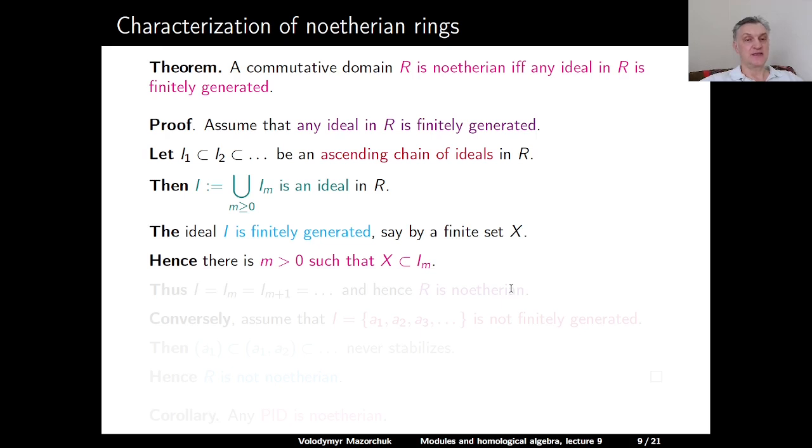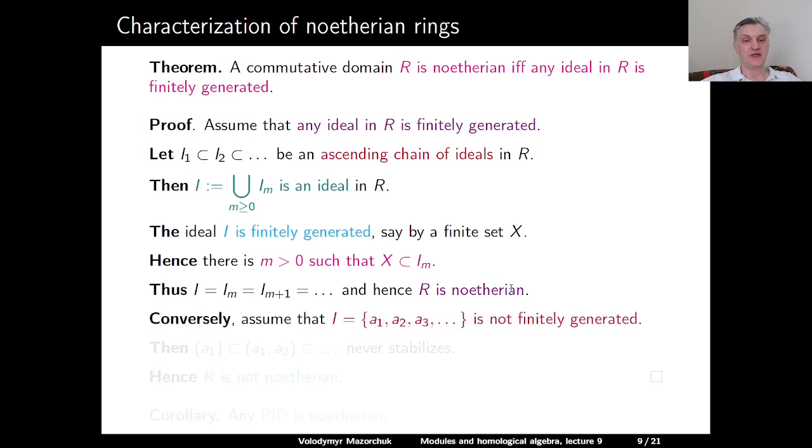So since X is a finite set, there should exist M greater than 0 such that the whole set X belongs to Im. And then after that M, the chain of ideals obviously stabilizes because all other ideals contain this X. And this shows that R is noetherian. Conversely, let us assume that we have an ideal I which is not finitely generated, and it is generated by an infinite set A1, A2, A3, and so on of elements, but there is no finite set of generators.